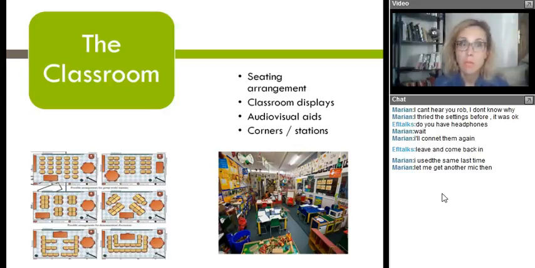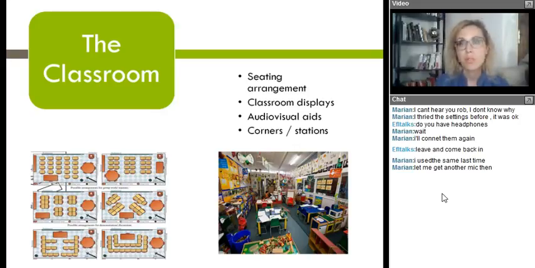Secondly, they have to take into account classroom displays. You can't have too much or too little of it. You have to make sure that all students have some of their work pinned on the wall of the classroom. And of course, that the classroom displays should be at their eye level so that they can interact with what is on the classroom wall.